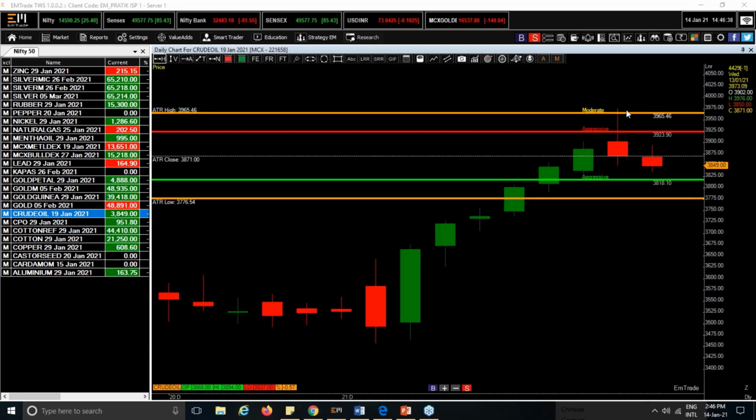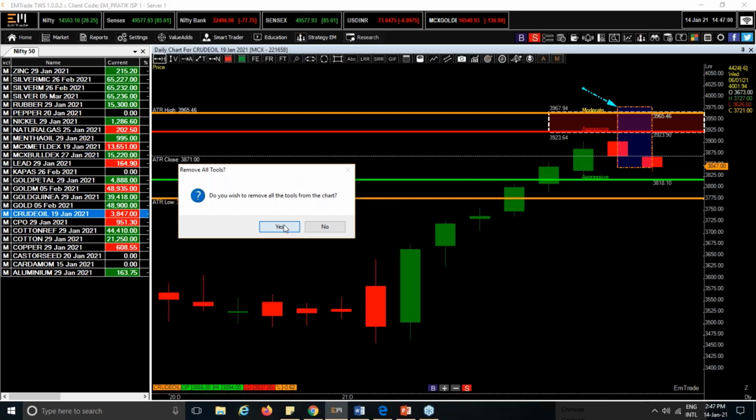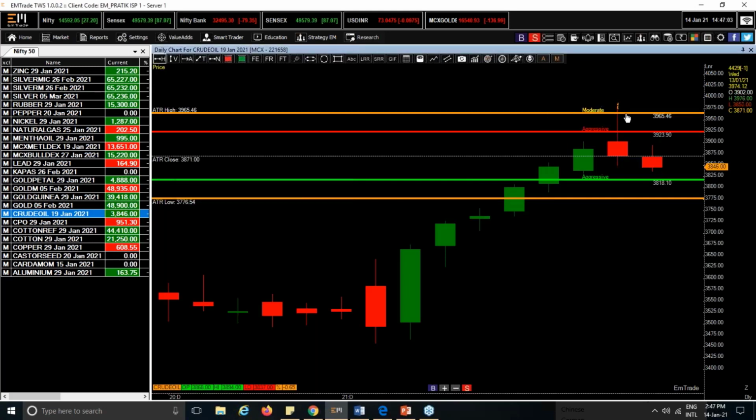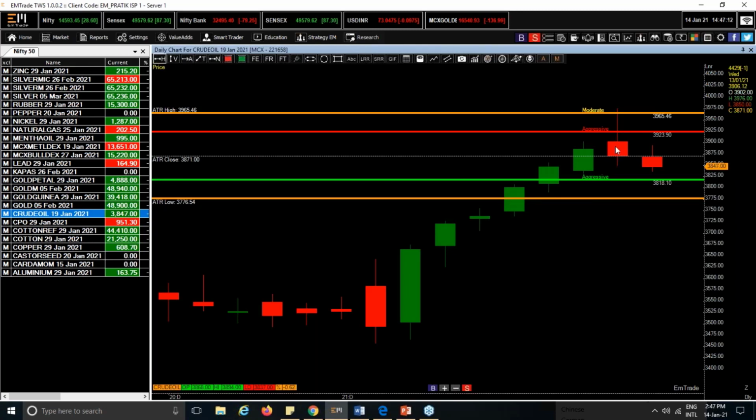Yesterday your price broke the moderate level and the aggressive level. What happened? Your price started declining. What type of candle pattern appeared? Can you please tell me, is it a buying pressure candle or a selling pressure candle? Grace, can you please tell me what type of candle pattern yesterday's candle is?